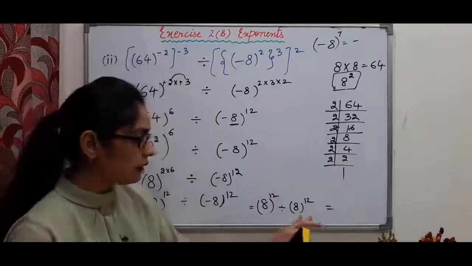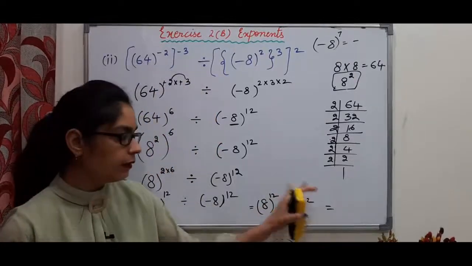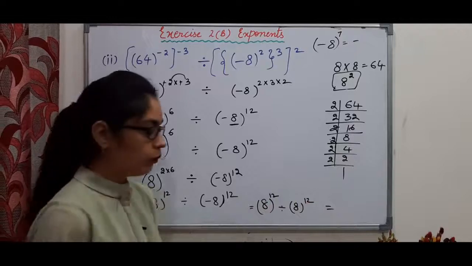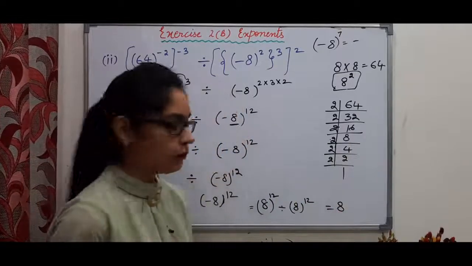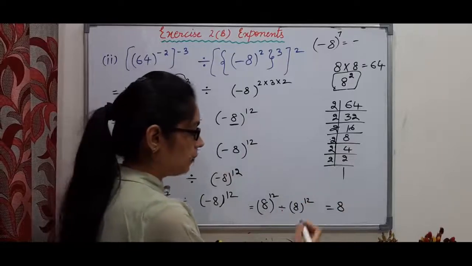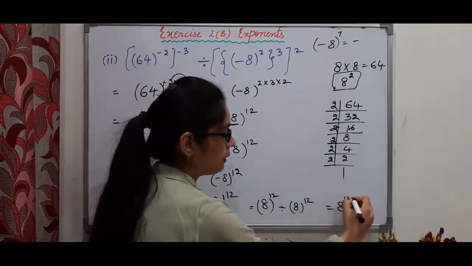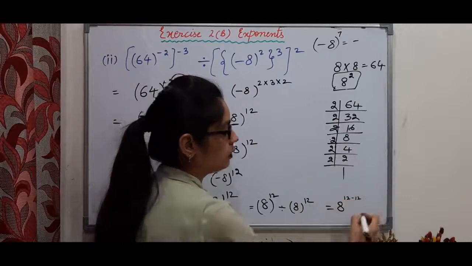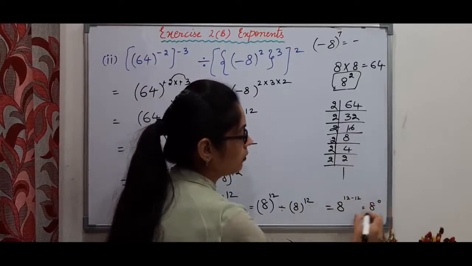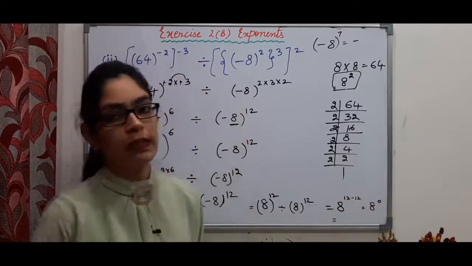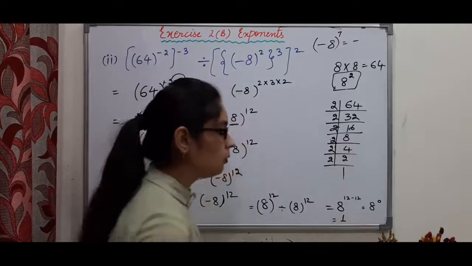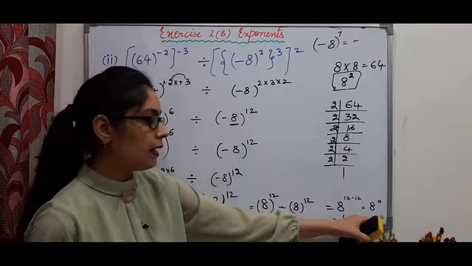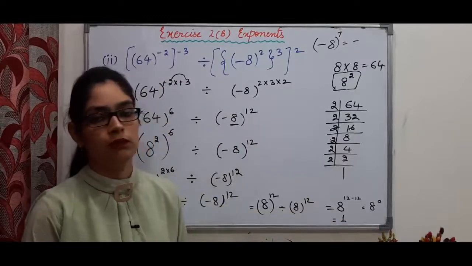So now bases are same and they are getting divided. So what we can do, we can apply the quotient rule here. So base we can write one time and subtract the powers, 12 minus 12 is 0. So 8 to the power 0. If the power of any number is equal to 0, then the value of that number will become equal to 1. So 8 to the power 0 is equal to 1.